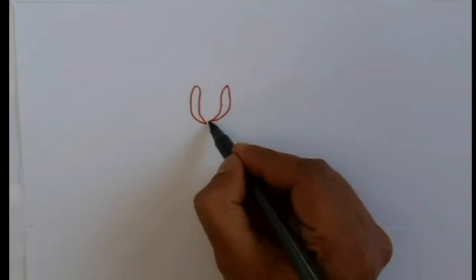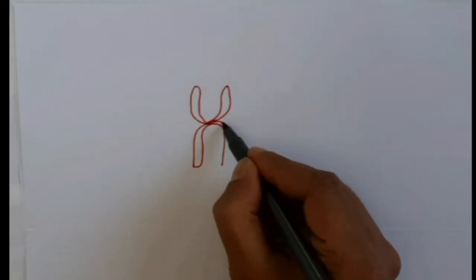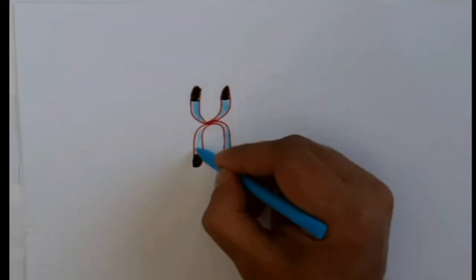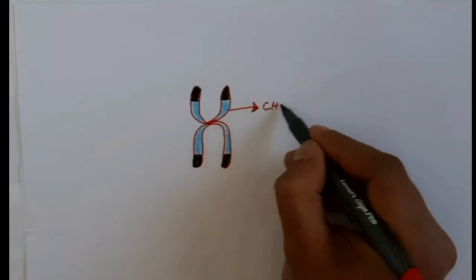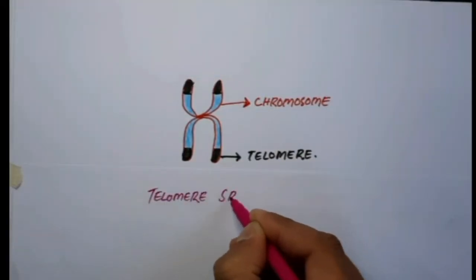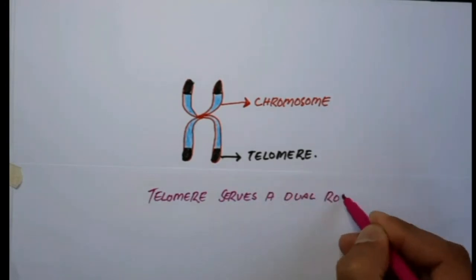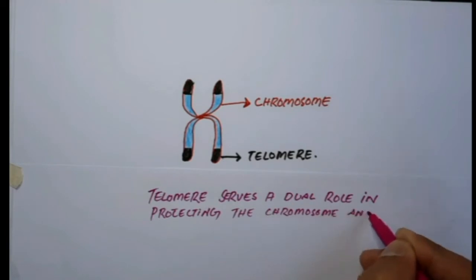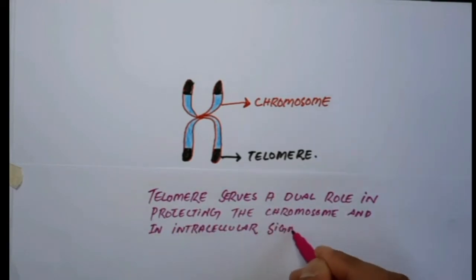Here we are going to discuss a little bit about the telomere. A telomere is a region of repetitive sequences at each end of a chromosome. Telomeres protect the end of the chromosome from DNA damage or from fusion with the neighboring chromosomes. Telomeres serve a dual role in protecting the chromosome ends and in intracellular signaling for regulating cell proliferation.